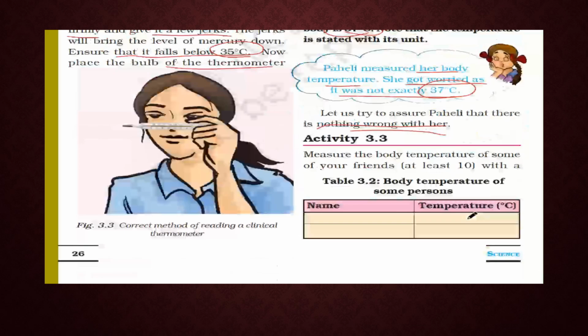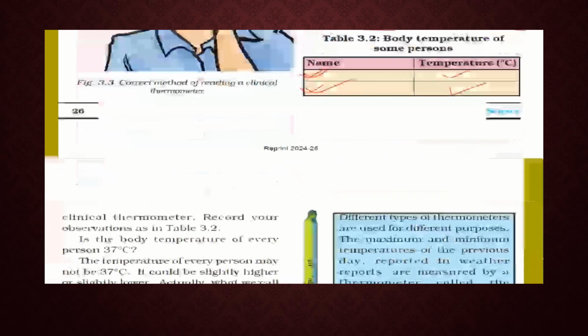So we will do an activity here. We will take some of our friends, at least 10, write their names here and take their temperature. So in a class, if you take the temperature of your 10 friends with a clinical thermometer, you will see there is a huge variation. Someone is 36.5, someone is 37.5, someone is exactly 37. So there is a variation of temperature in each and every body.